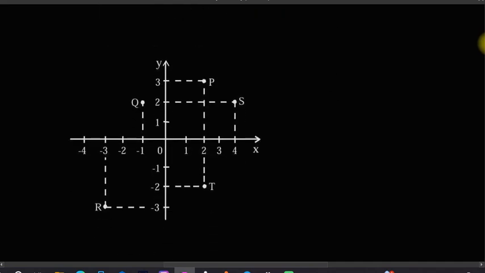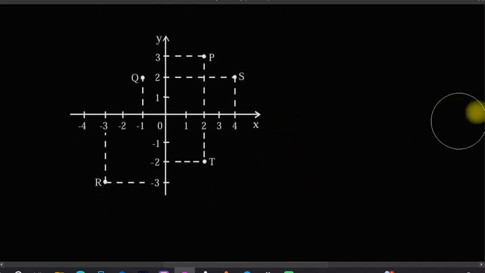Okay, so let's take this diagram here. For example, we have points P, Q, R, S, T represented on x and y coordinates. These are all positions, right? And if you are asked to label the coordinates, how are we going to go about it? So I'm going to do that for P and for Q, then you can do the rest yourself.